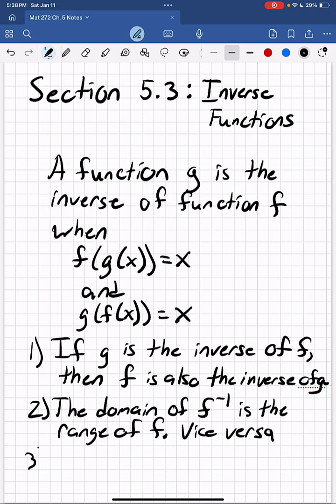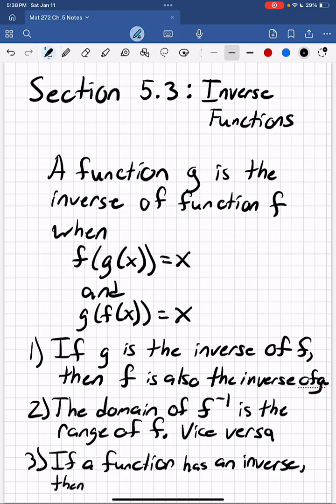And then the last thing here: if a function has an inverse, the inverse is unique. Okay, so that means that there's only one. So the inverse would be unique.